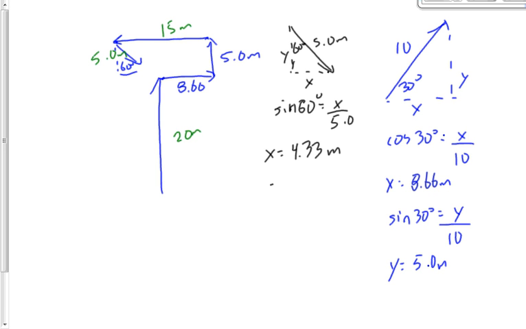The y component, we're going to use the cosine function. It's equal to y over 5.0. Y ends up being equal to 2.5 meters. So if I want to, I can replace this with 4.33 meters to the right, 2.5 meters down, and 4.33 meters to the right. Make sense? Now the question's pretty easy, right? I've done the hard part. Now the question's pretty easy.